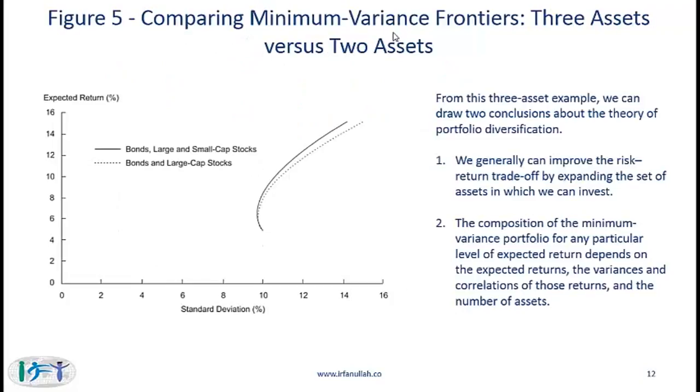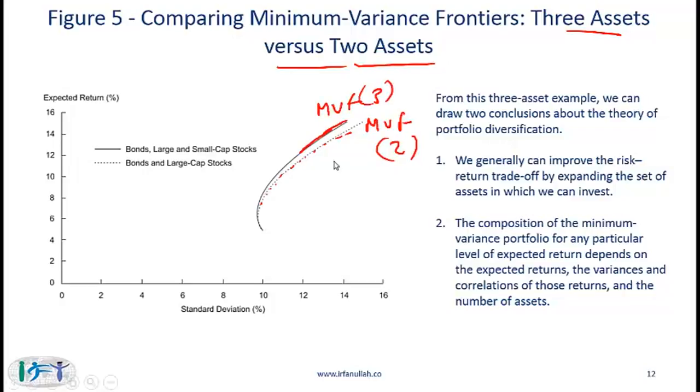Comparing minimum variance frontiers, the 3-asset versus 2-asset scenario. Here we'll make a very straightforward point. If we look at this dotted line, this is the minimum variance frontier for the 2-asset case. Now that we add the 3rd asset, we get a new minimum variance frontier which dominates the 2-asset case.